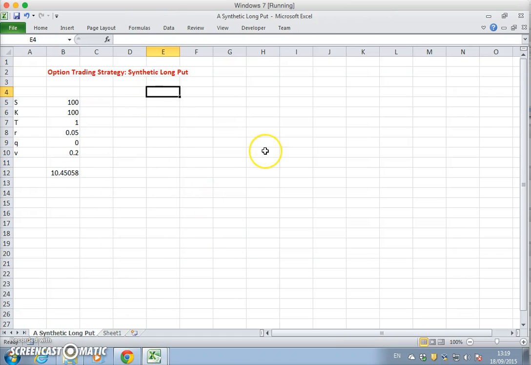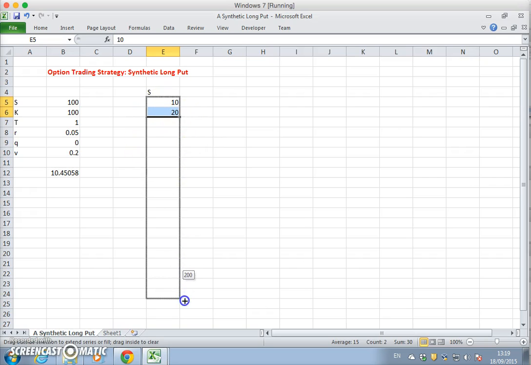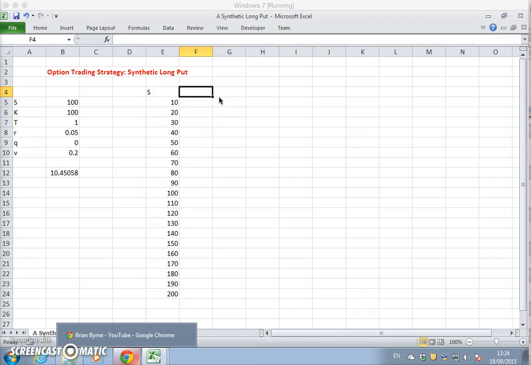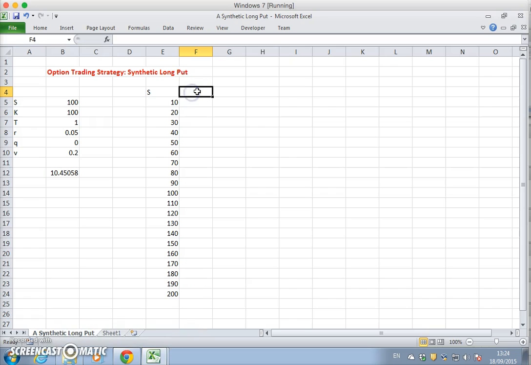So first of all, to get a position in the stock, we could say the payoff from a stock would be equivalent to a range of stock prices, and the payoff on a short stock would be equivalent to, we could write it this way, K minus S.